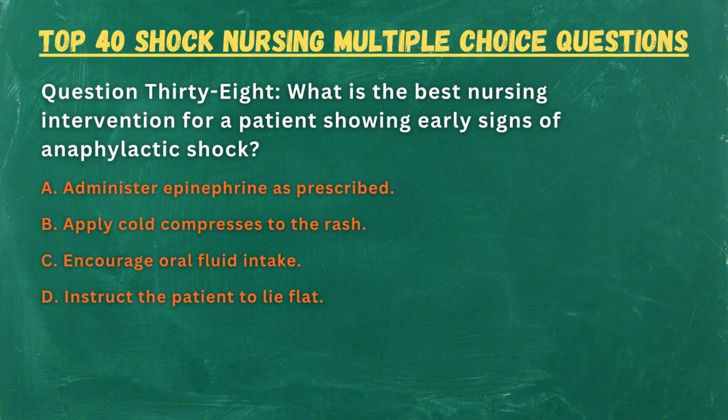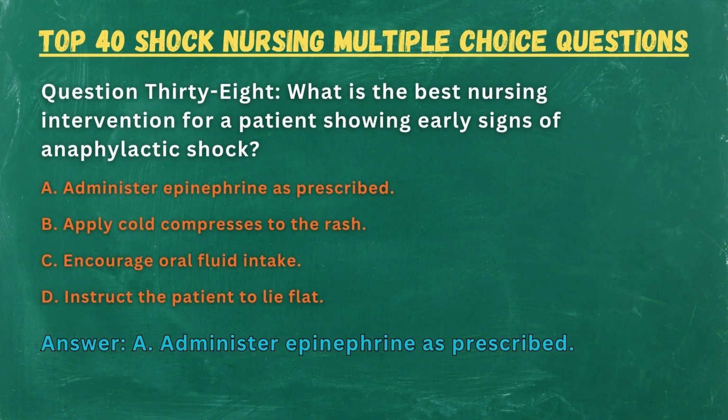Question 38. What is the best nursing intervention for a patient showing early signs of anaphylactic shock? A. Administer epinephrine as prescribed. B. Apply cold compresses to the rash. C. Encourage oral fluid intake. D. Instruct the patient to lie flat. Answer: A. Administer epinephrine as prescribed.